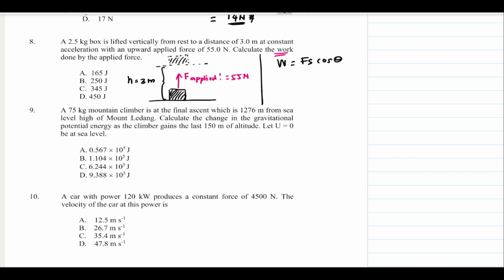So you look at here that the direction of F is upward and the direction of displacement travelled by the box, dia dah kata tadi 3 meter. Okay, so S also upward. So cos 0 is equal to 1. Theta is the angle between F and S. So F is upward, S also upward, so theta is equal to 0. Therefore, we just substitute all the values. Okay, so you dapatlah jawapan dia 165 and the answer is A. Okay, senang sangat.